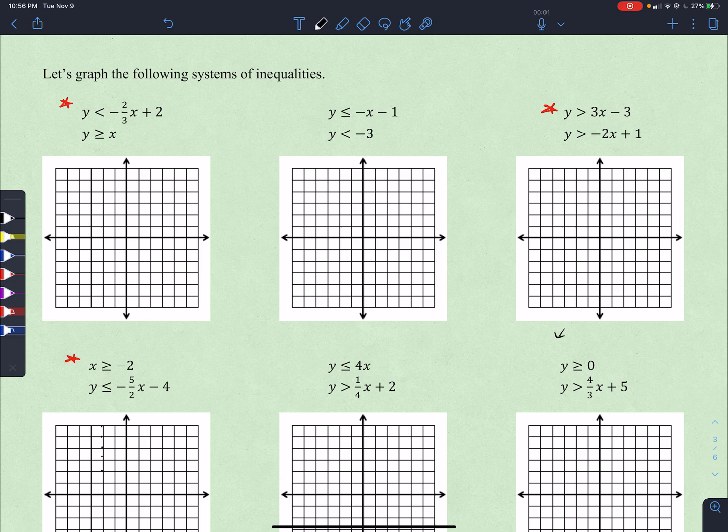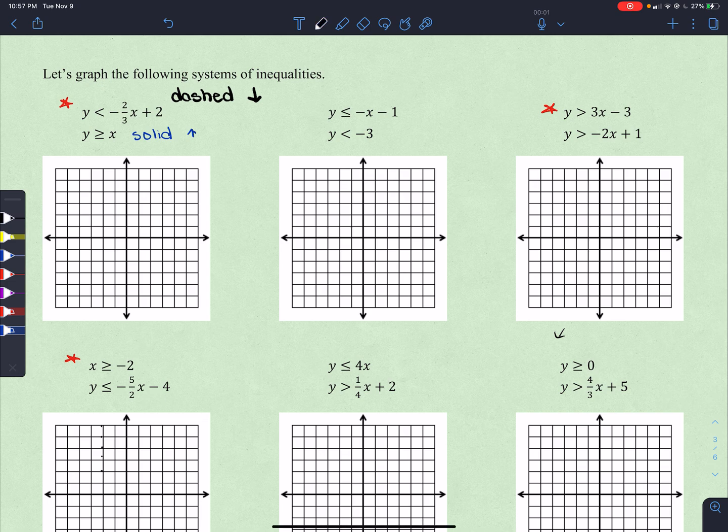So looking at this first example that I have starred here, y is less than, so that means it is going to be a dashed line. Okay, and since it's less than, that means we're going to shade below that dashed line. All right, on our second graph, y is greater than or equal to, so that one's going to be a solid line. And if it's greater than, then that one is going to be shaded above.